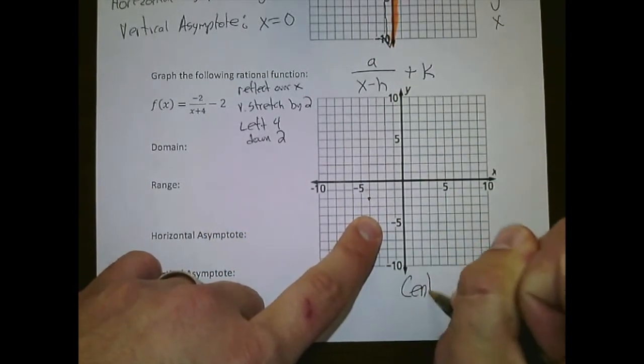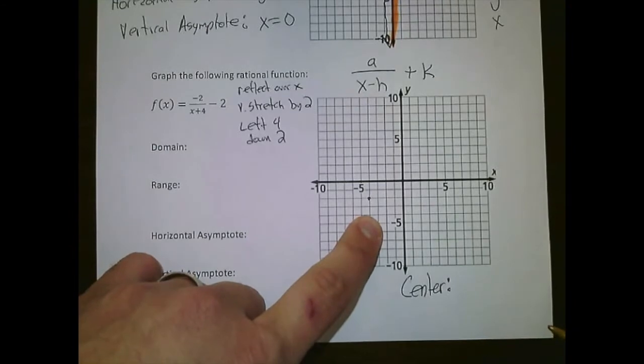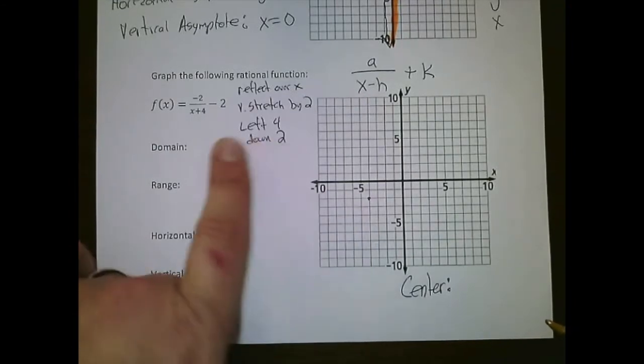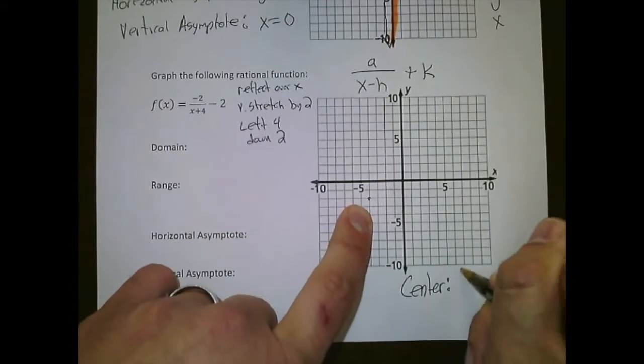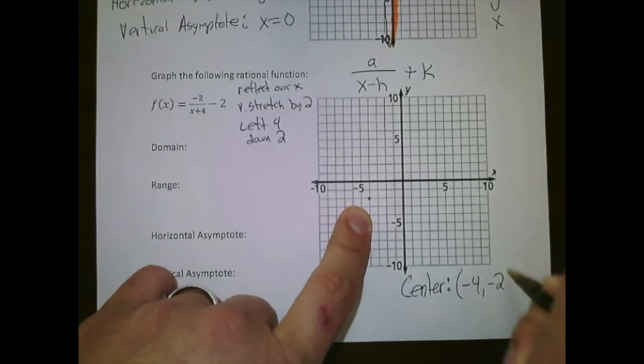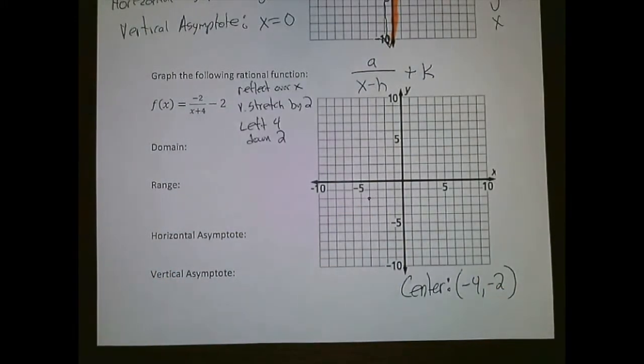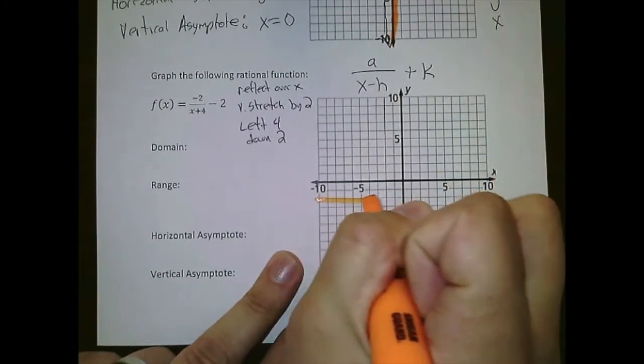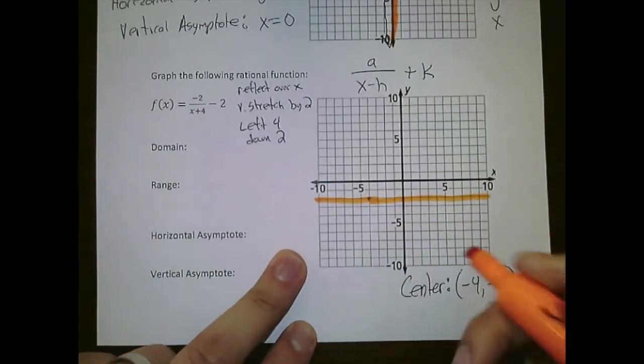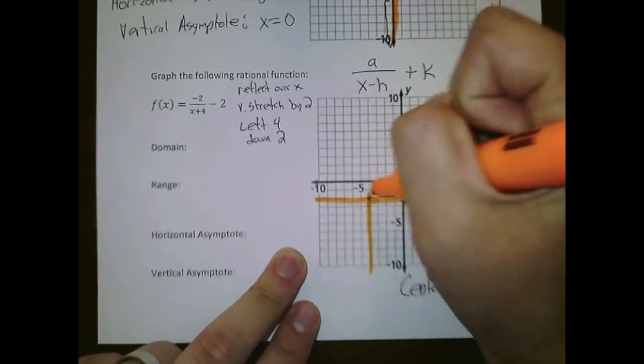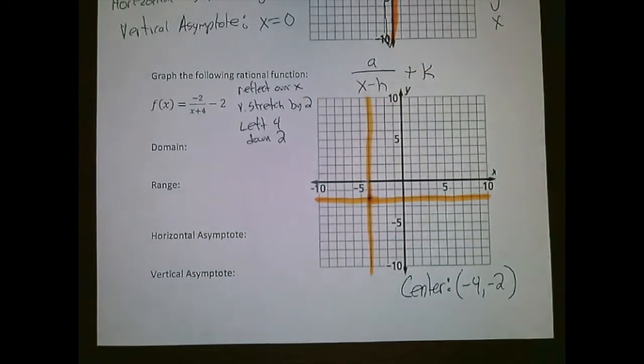And it's pretty important that I note off to the side what the coordinates of this are, because I'm going to use them in a little bit. The coordinates here would be -4, -2. Now I'm going to take my highlighter and draw a horizontal asymptote through there, as well as a vertical asymptote. The only other thing I have to do is draw in my branches here.